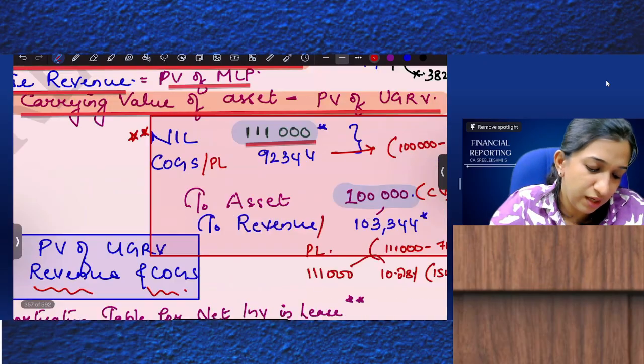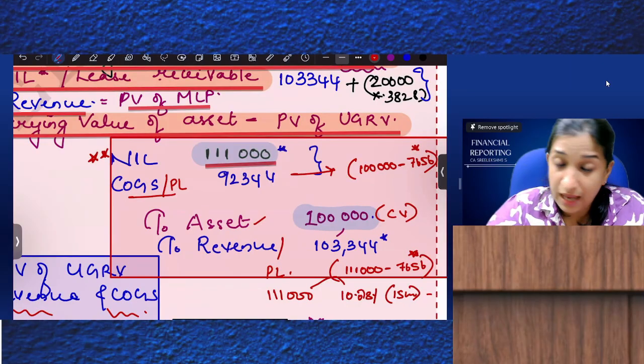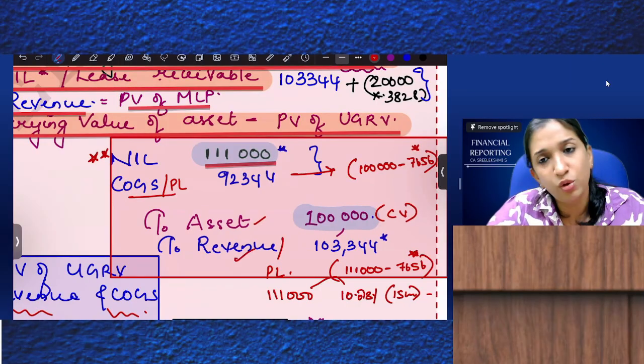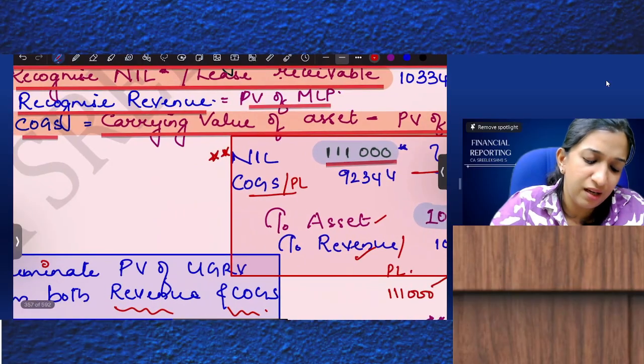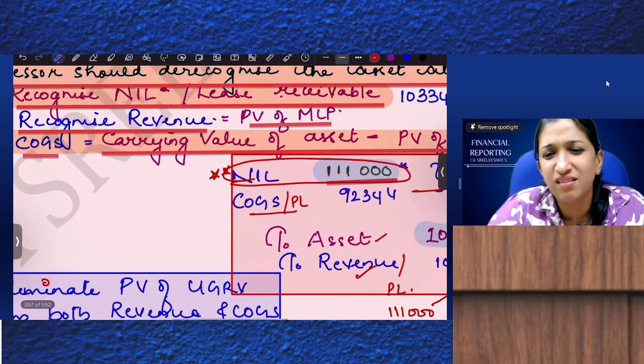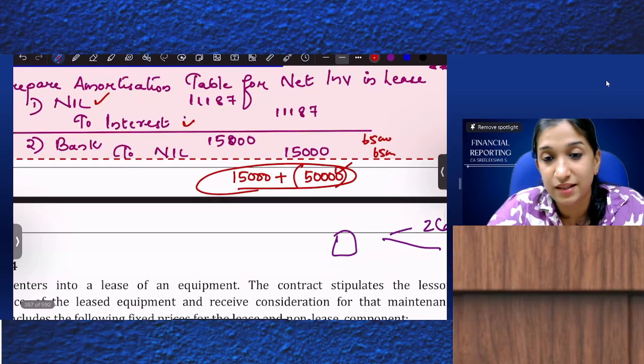What is the subsequent accounting of cost of goods sold? It is transferred to P&L. What is the subsequent accounting of asset? No entry. Transfer, balance sheet closed. Asset account is closed. Revenue transferred to P&L. So subsequent accounting is only for NIL. What is the subsequent accounting for NIL? Lease receivable, unwinding, repayment. That's it.